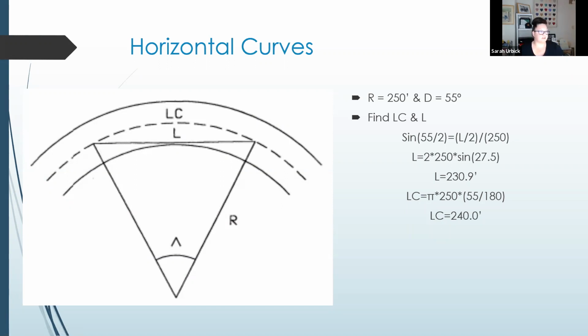If we look at the length of the curve, using those formulas, we find that the length of the curve is based on the circumference. What proportion of that whole circumference are we taking up with that 55-degree angle? And we see that we get 240 feet. Makes sense. That dashed line should be longer than the chord. That's what we'll be doing, just in greater detail and with actual layouts.